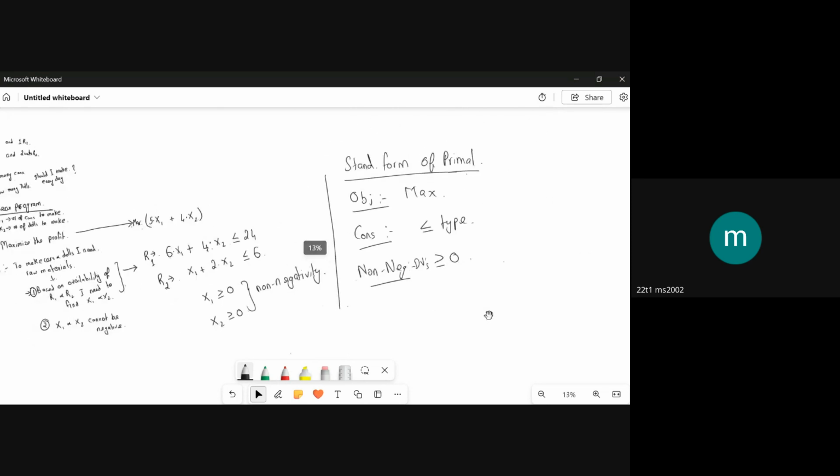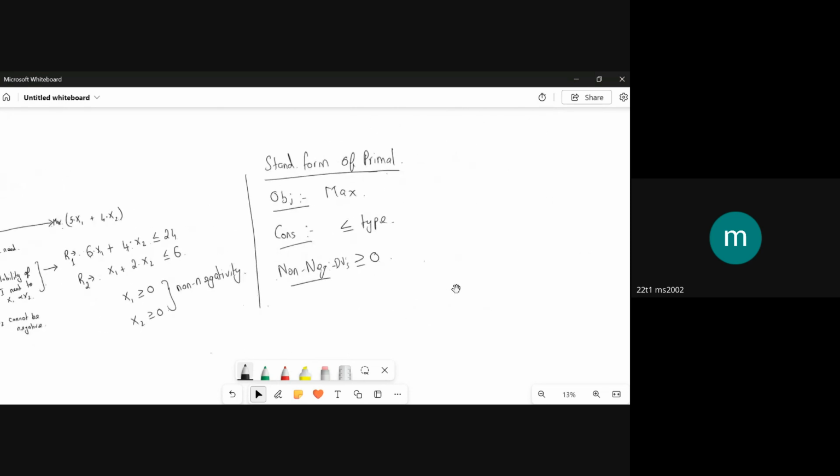Fine. So now once something is converted into a standard form, how do you convert it to a dual? To convert a standard primal to a dual, all you have to do is ulta everything that is there. Okay. So the objective function of the dual will be the ulta of this. So ulta of max is going to be min. The constraints in a primal were less than or equal to type. So the constraints in the dual will be greater than or equal to type.